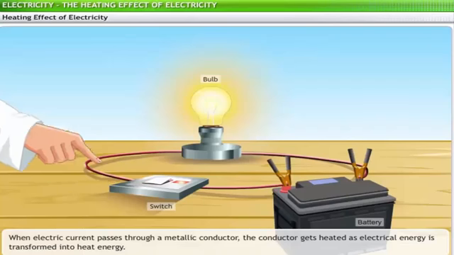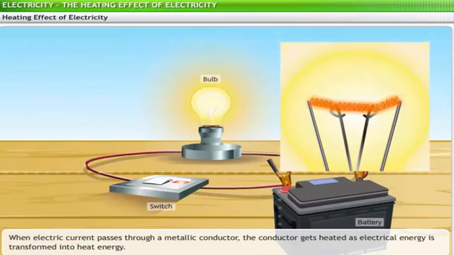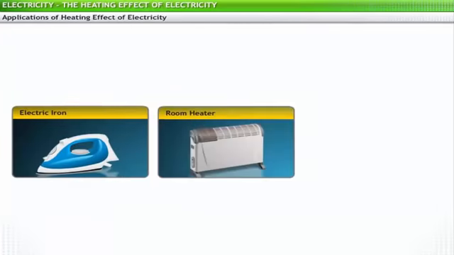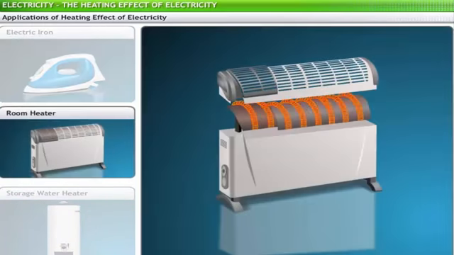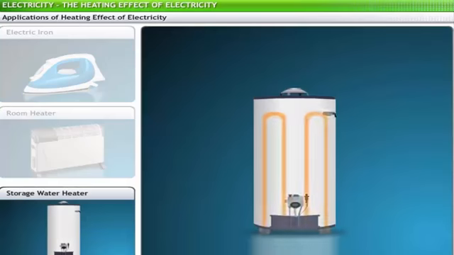When you switch on a bulb, the thin metallic wire or filament in the bulb turns red and the bulb starts glowing. This is because when an electric current passes through a metallic conductor, the conductor gets heated. Thus, electrical energy is transformed into heat energy. This is called the heating effect of electricity. Many appliances in our household utilize the heating effect of electricity. Some common examples are electric irons, room heaters, and storage water heaters.